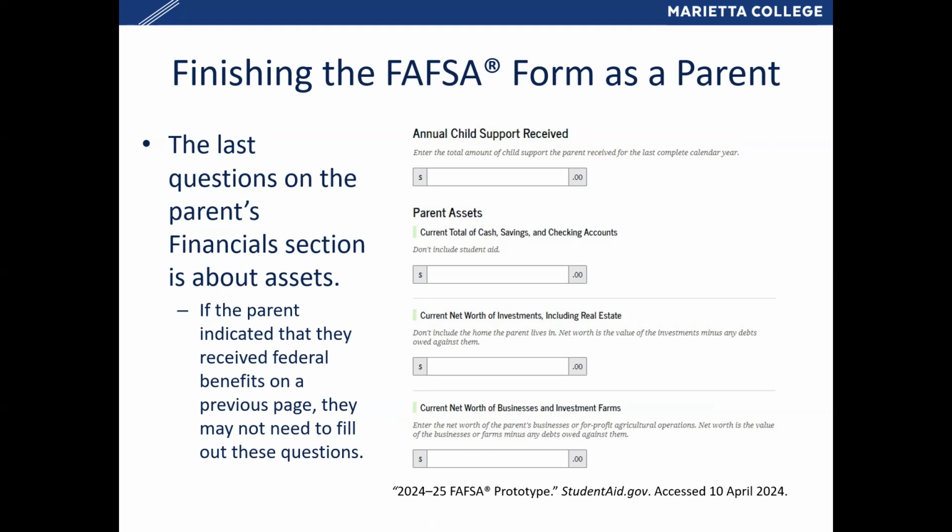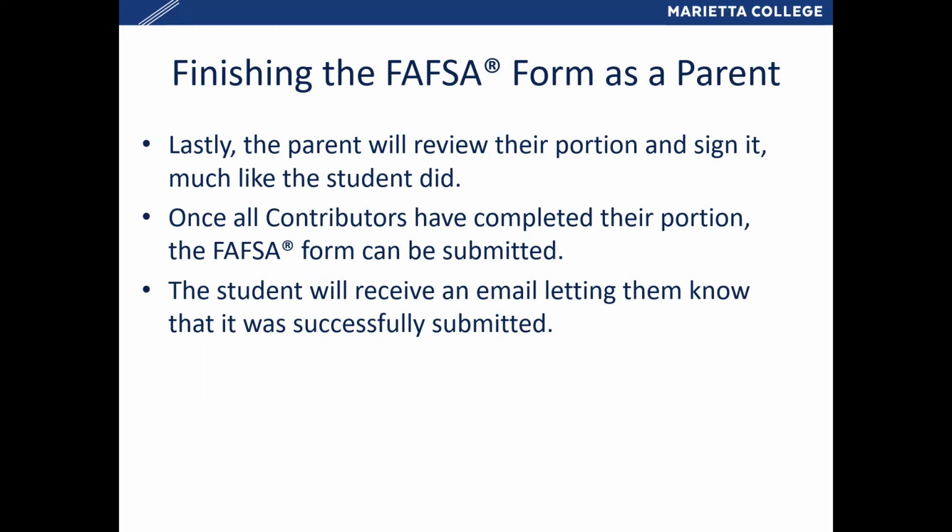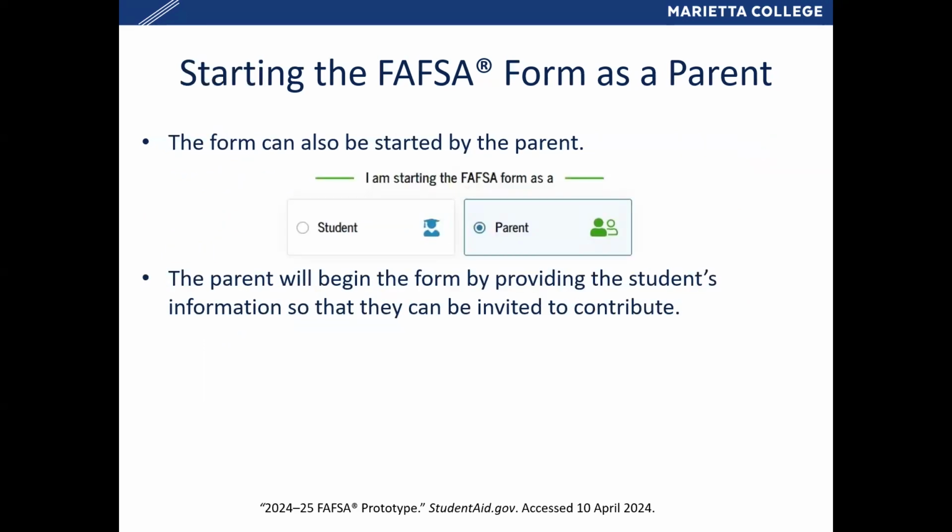And one of the last questions that the parent will be asked in the financial section is about their assets. Again, they may be exempt from this if you indicated that you received federal benefits on that previous page a few slides back. Lastly, the parent will review their portion of the FAFSA form and sign it. And once all contributors, so once all parents, spouses, etc., have completed their portion of the form, the FAFSA form can be submitted. And once it is submitted, the student will receive an email confirmation.